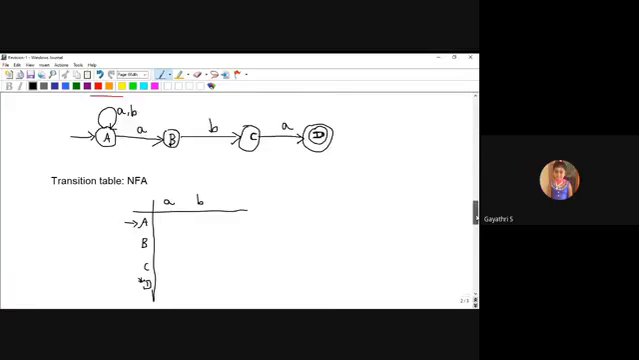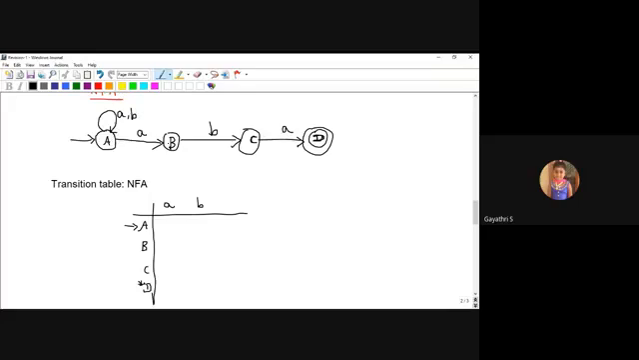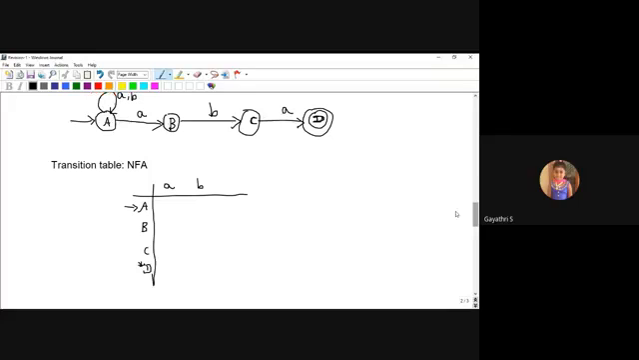A on A, it goes to A as well as B. Okay, it goes to A as well as B. So A comma B. A on B, it goes to A only. B on A, no transition, so phi. B on B, it goes to C. C on A, it goes to D. C on B, there is no transition, phi. D on A as well as B, both no transition, empty. Okay, this is the transition table for NFA.